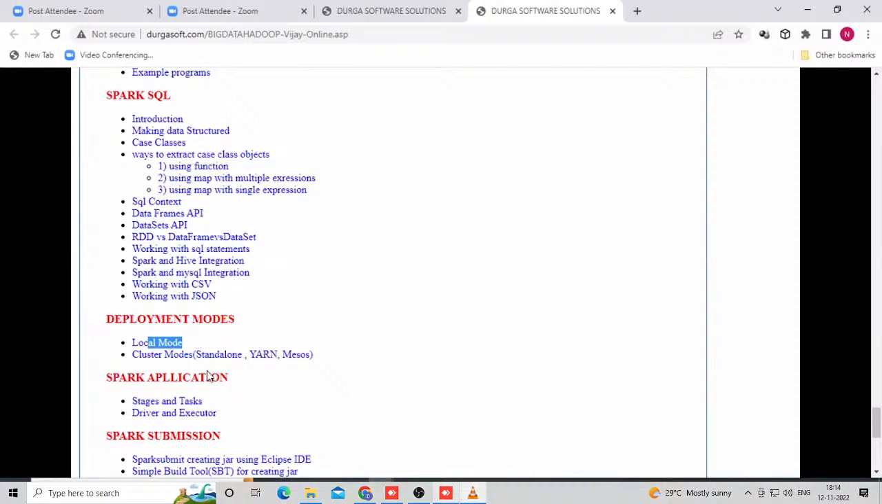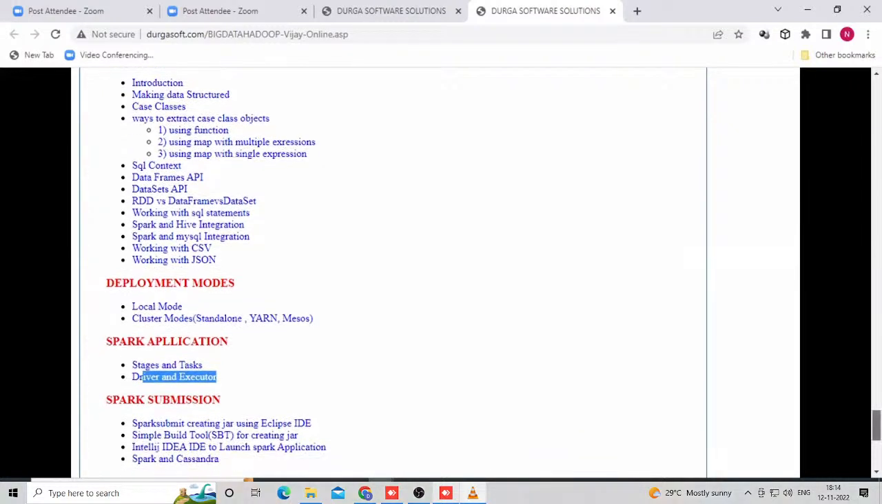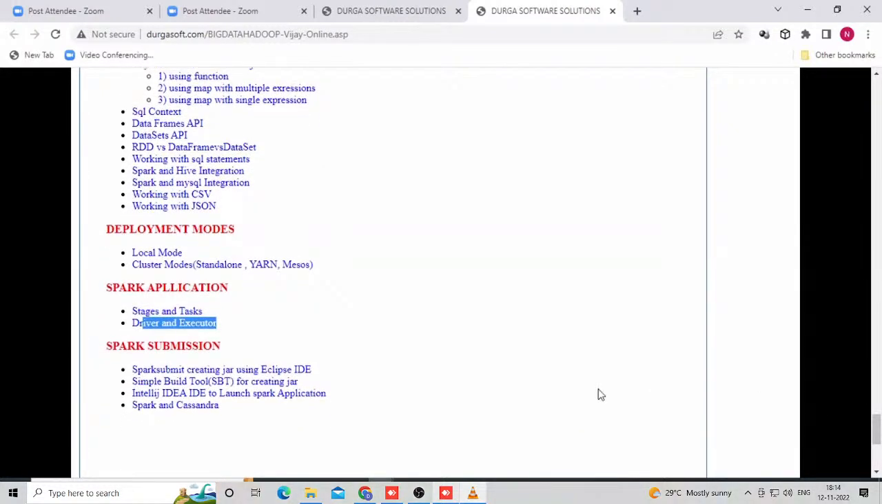Within the YARN cluster, standalone cluster, Spark applications, stages and tasks, drivers and executors, and Spark submission, how we submit Spark jobs. Submitting and creating jars using IDEs, how to run on Eclipse IDE, how to run on IntelliJ IDE, and using build tools like SBT and Maven, right? And also knowledge of Spark and Cassandra, right?